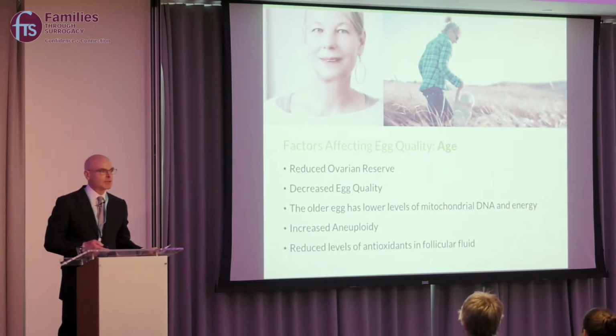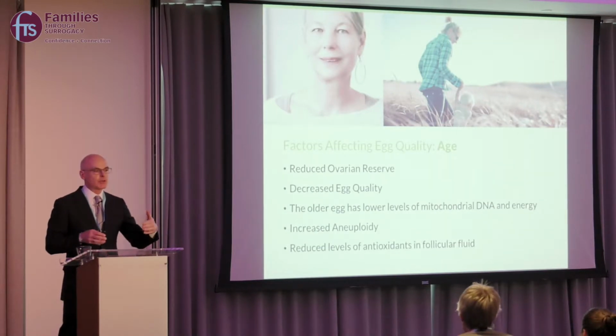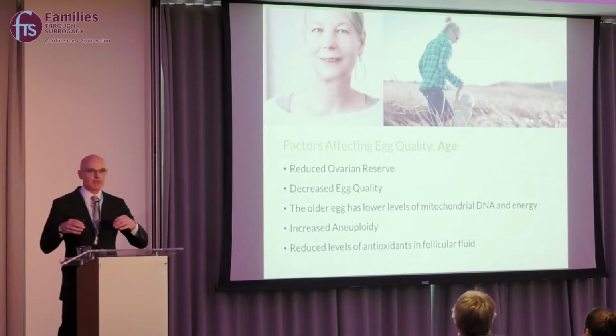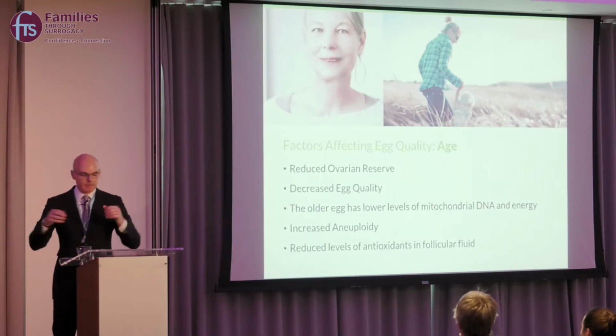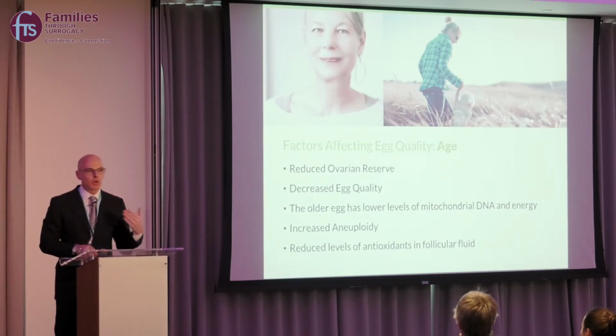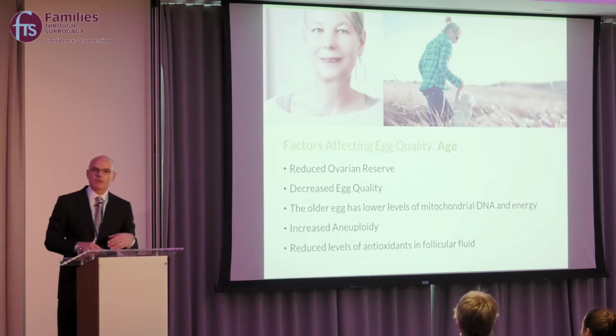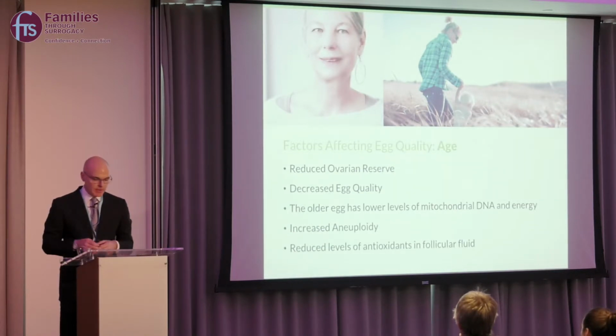As a woman ages, there's a lower number of eggs remaining. This is referred to as decreased ovarian reserve, because every month the ovaries recruit a group of eggs, one ovulates, and the other ones die off. These remaining eggs have lower quality due to lower levels of mitochondrial DNA and decreased mitochondrial activity, with a decreased ability to produce the energy needed for implantation and normal embryo development.